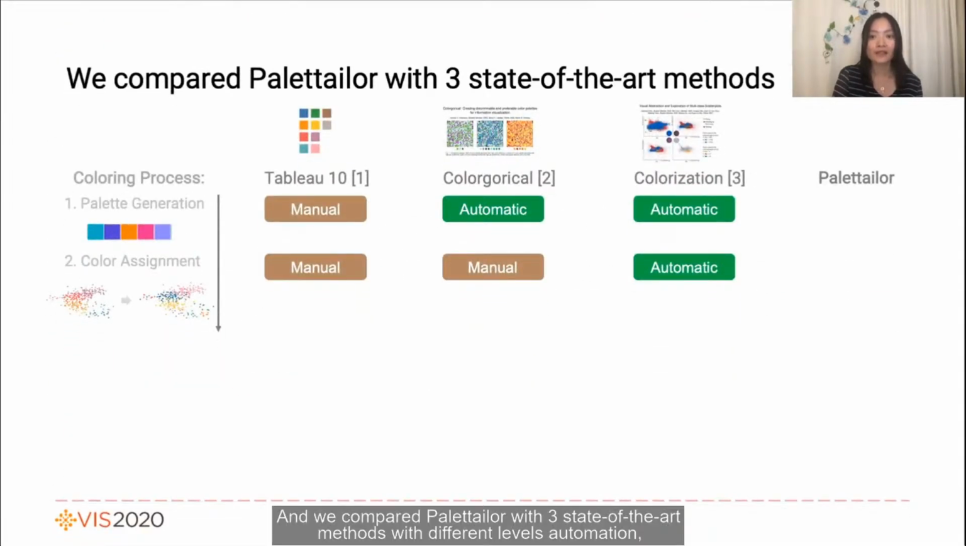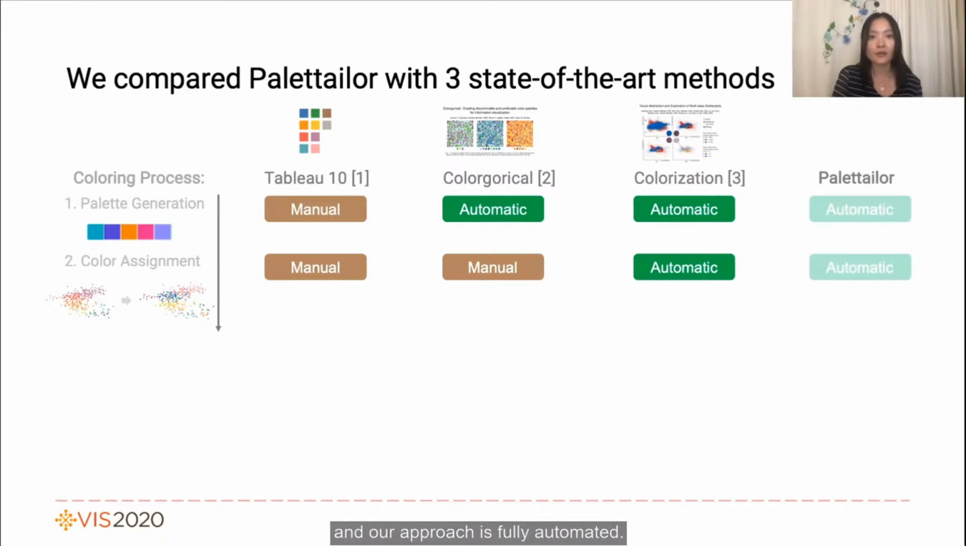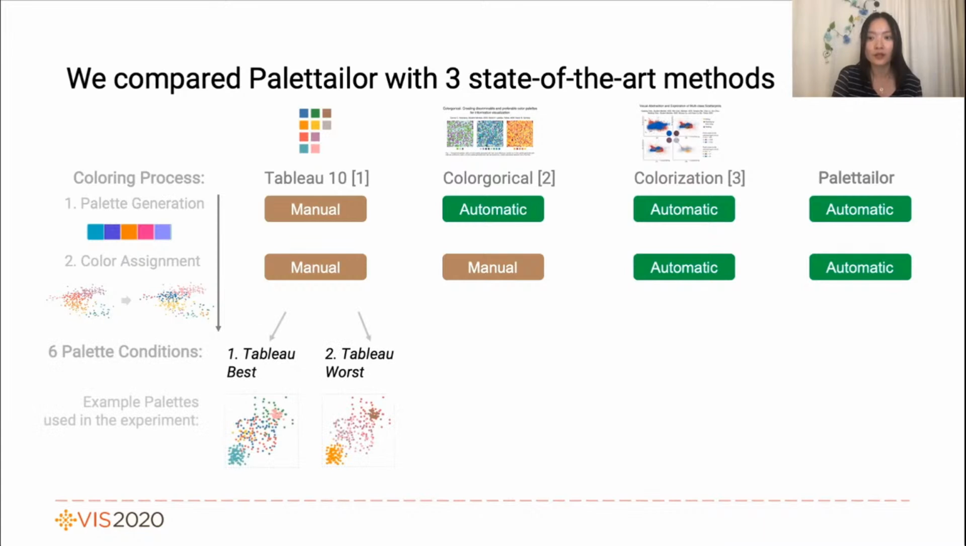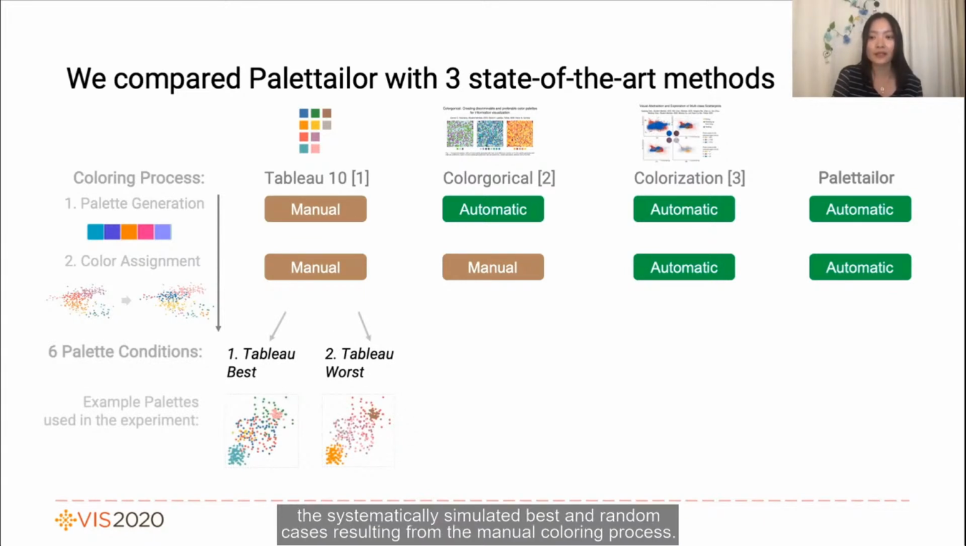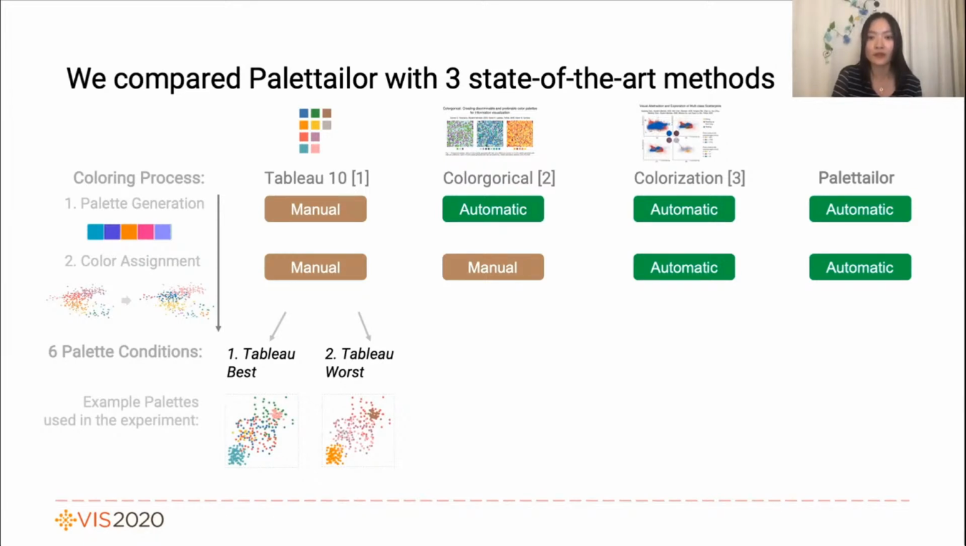And we compared Palettailor with 3 state-of-the-art methods with different levels of automation, and our approach is fully automated. In our experiment, to fairly compare Palettailor with existing manual approaches, for example Tableau, we set 2 benchmark conditions representing the systematically simulated best and random cases resulting from the manual coloring process.